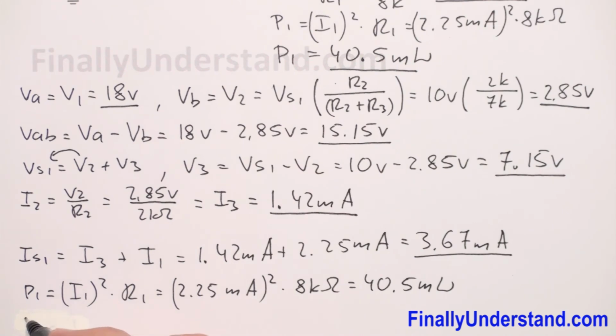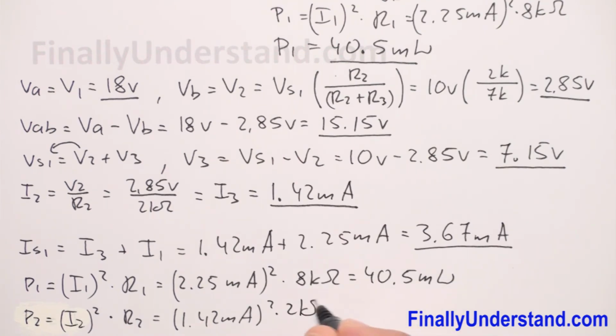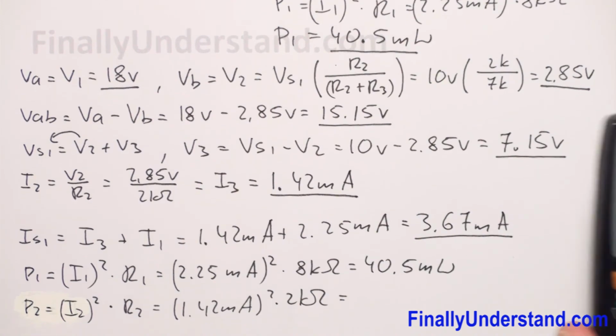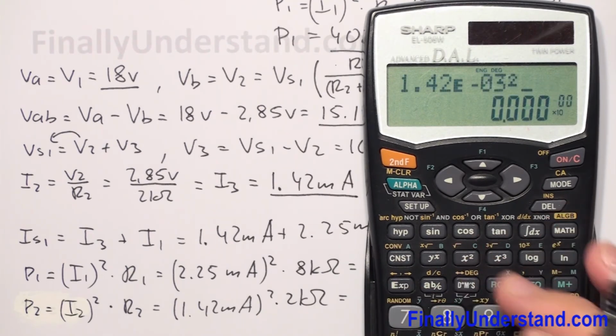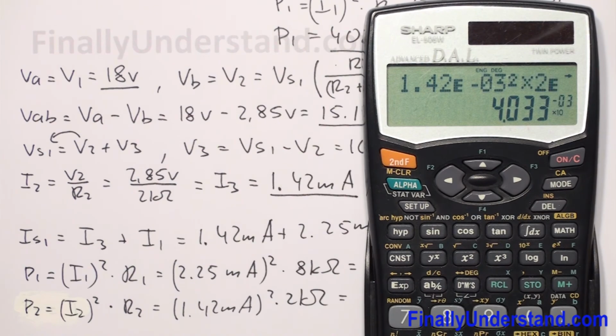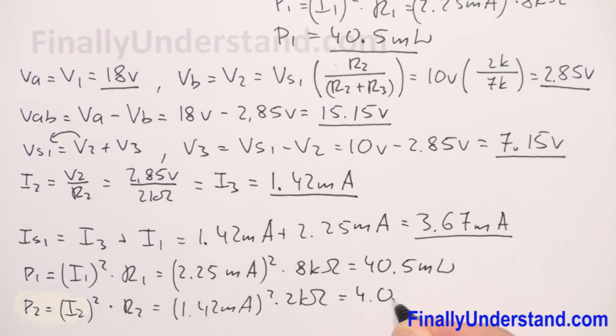Next, I'm supposed to find P2. P2 is equal I2 squared times R2, which is equal, I2 is 1.42 milliamps to the second power times R2, 2 kilo ohms, and this is equal 1.42 times 10 to the negative 3 to the second power times 2 times 10 to the 3 is equal 4.03 milliwatts.